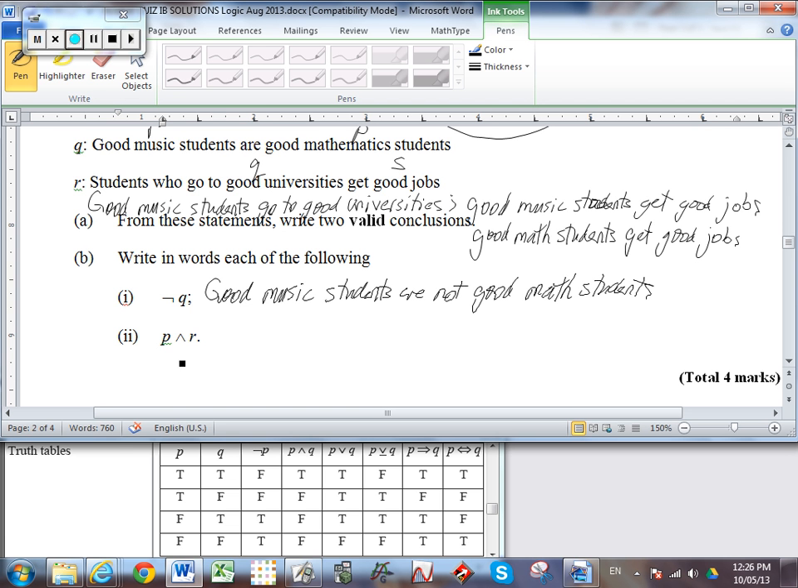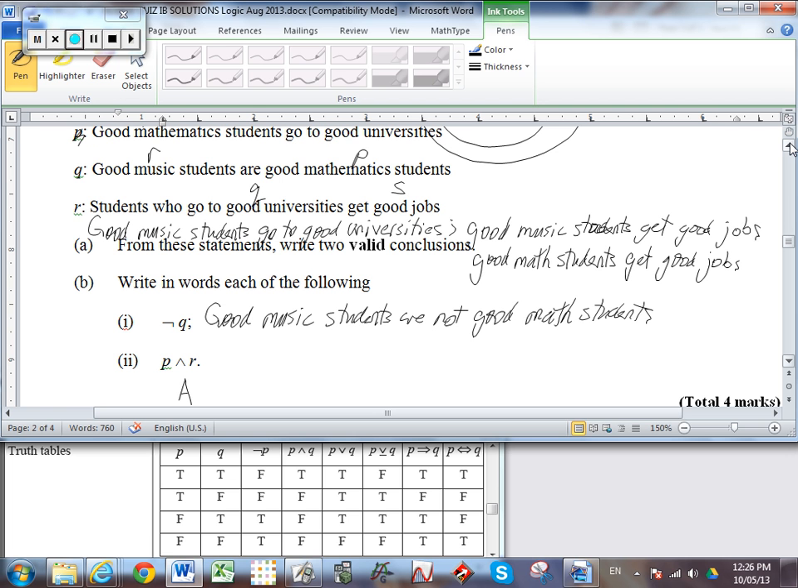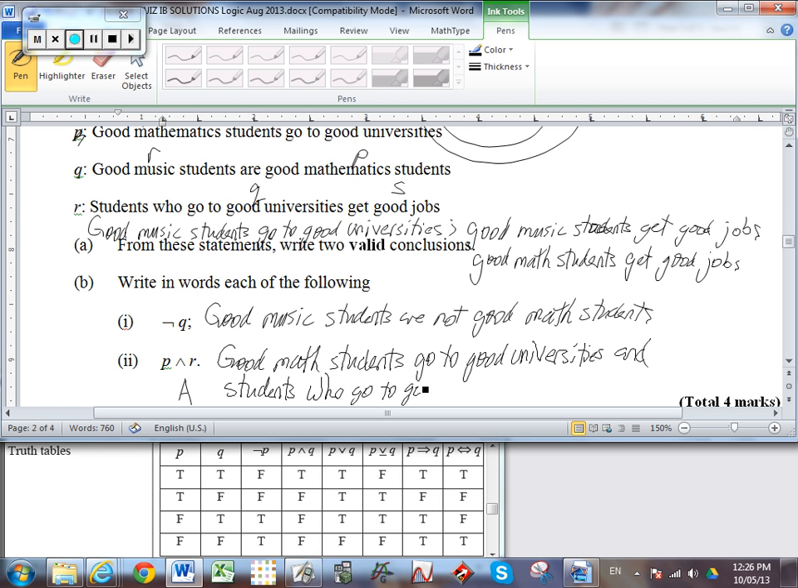And this looks like an A, but it's not a capital A, so it's P and R. So proposition P was originally good math students go to good universities, and proposition R, students who go to good universities get good jobs. Alright, so let's write that down. Good math students go to good universities, and students who go to good universities get good jobs.